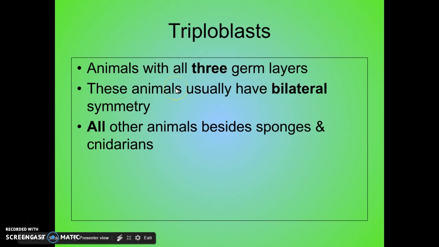Triploblast is usually all other animals besides sponges and cnidarians. These are animals with three germ layers. Triplo means three. These animals usually have bilateral symmetry, and I would also highlight triplo and three.